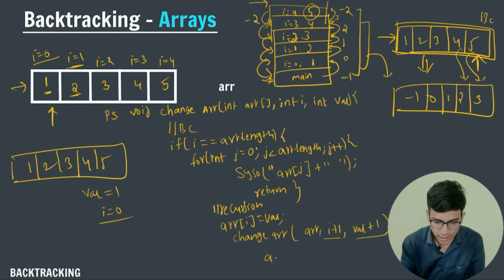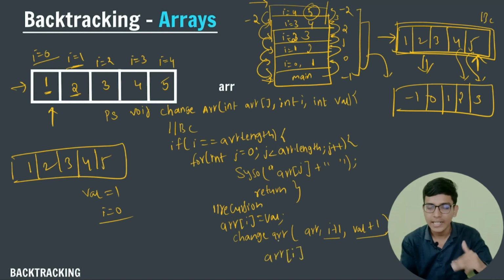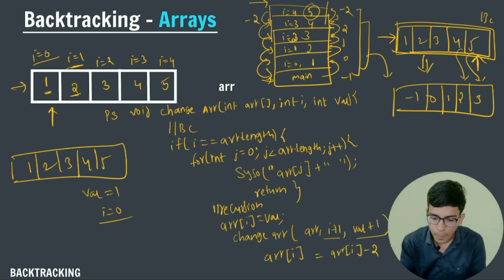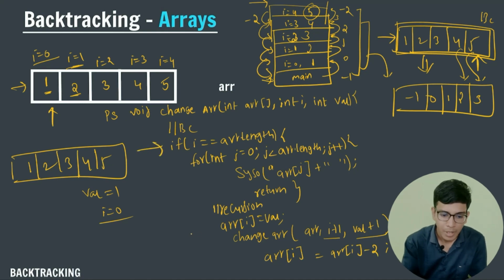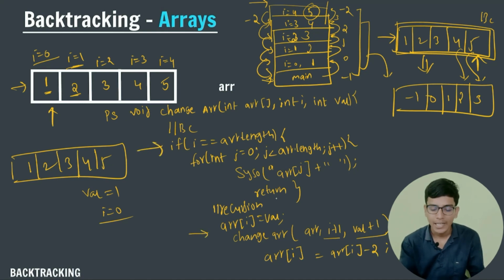After the function calling, when I retrace or backtrack, what I need to do is decrease the value of the element present at that particular index by minus 2. So arr of i minus 2. These are the things that I need to do, that's all. So this will be my base case, and this will be my recursion function calling or work, whatever you say.